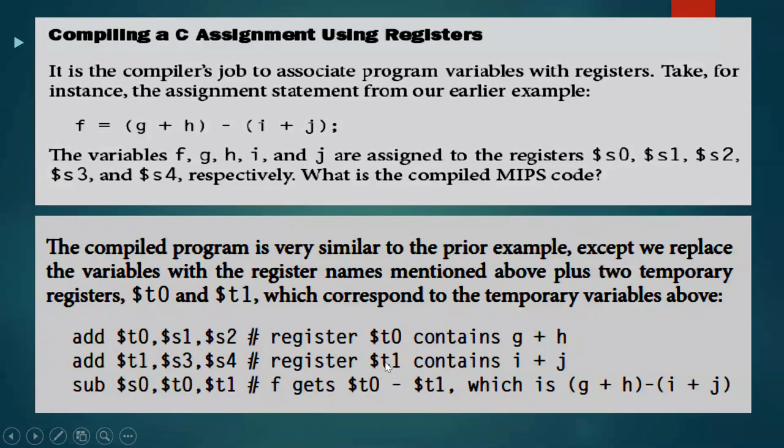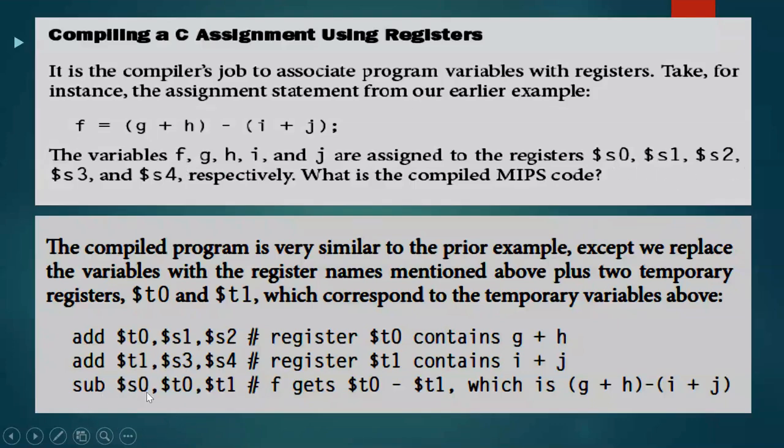So what you're going to have? $T1 contains I plus J. So finally, you're going to subtract these two things and store the result in F. F is going to be stored in register $S0. So you subtract and store the result in F.